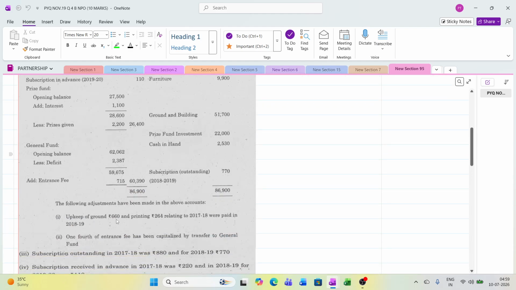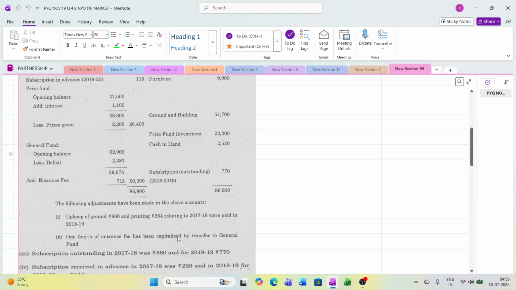And there are some adjustments of upkeep of ground and printing which were not paid in the previous year. Now they have paid, so it is the actual payment during the year. So it should go to your payment side of the receipt and payment account. One-fourth of the entrance fees is capitalized.